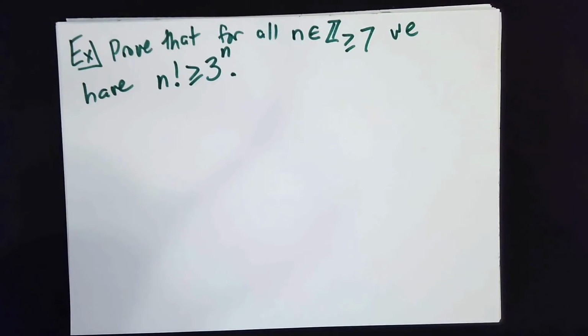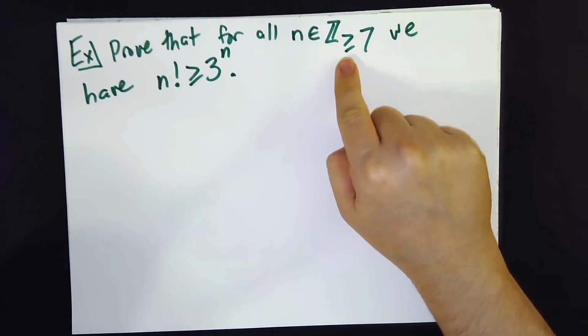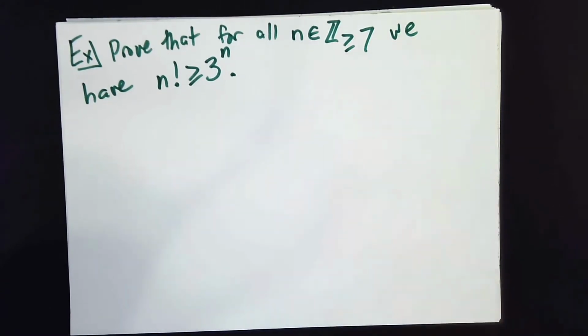So here's a new question. Let's prove that for all integers greater than or equal to 7, n factorial is greater than or equal to 3 to the n. Now, if you're particularly astute, you might notice that I said induction problems typically are about the positive integers, whereas this problem is about the integers that are greater than or equal to 7.